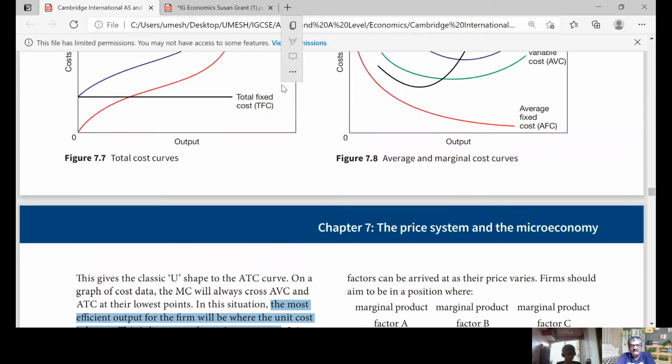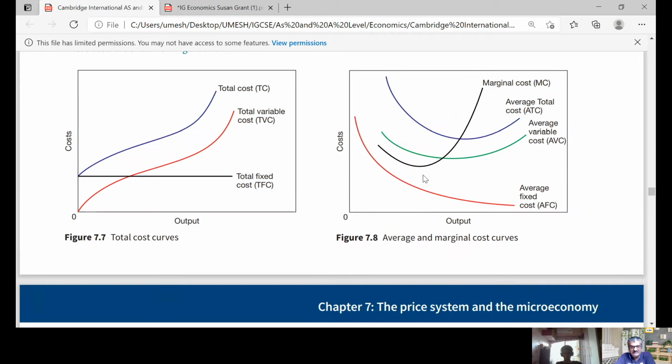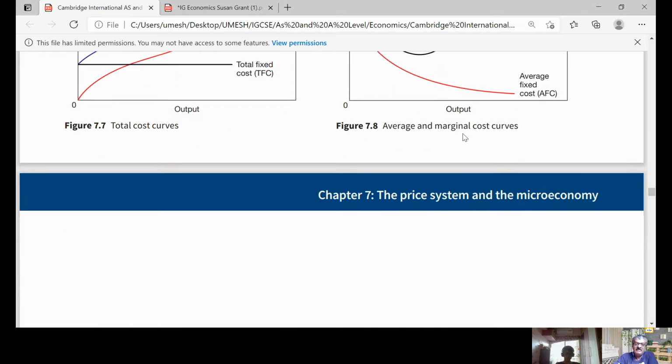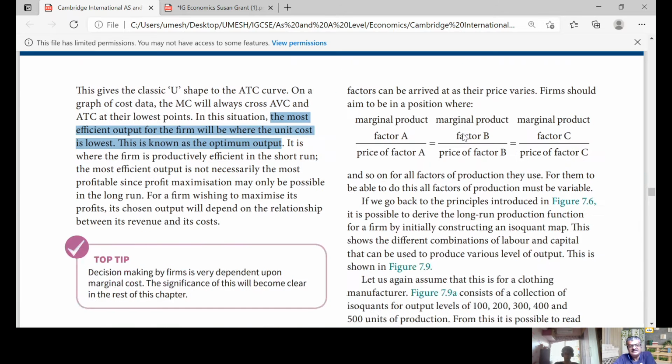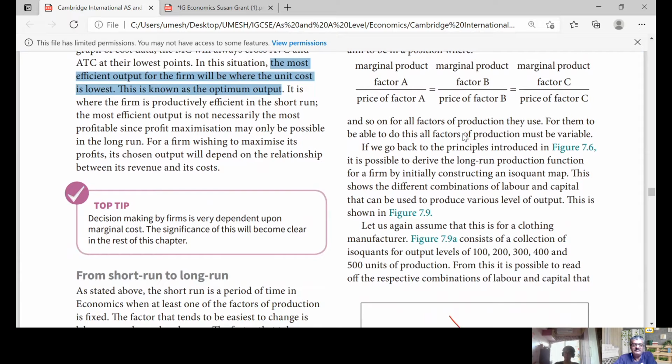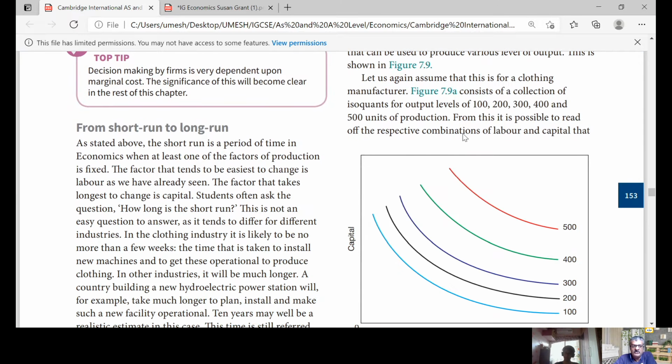Because here, when your marginal cost is intersecting average variable cost and average total cost at the lowest, this is the cost, and then we will look at marginal cost and marginal revenue. When we do that, we will find out what output will be produced by the firm to maximize that profit.